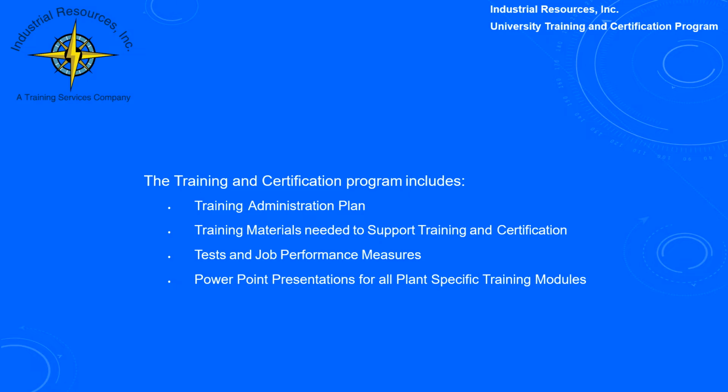The training and certification program includes a training administration plan which outlines the program and requirements for the completion of the training. Training materials needed to support training and certification. Tests and job performance measures that determine the trainee's readiness for the position and the effectiveness of the training. PowerPoint presentations for all plant-specific training modules.